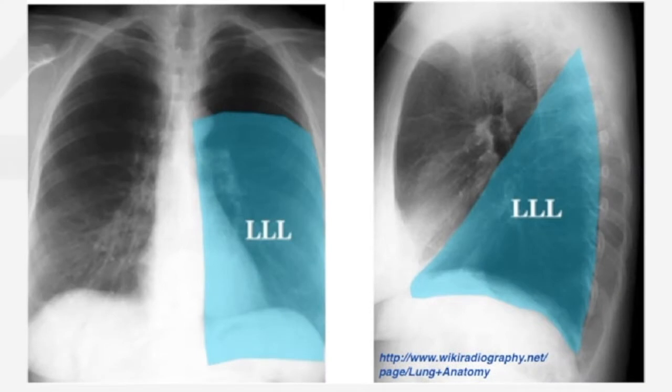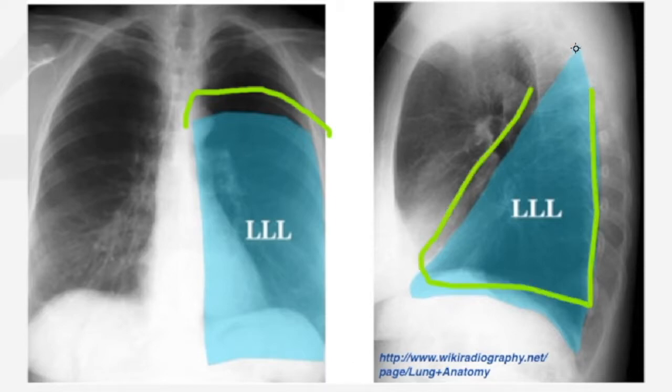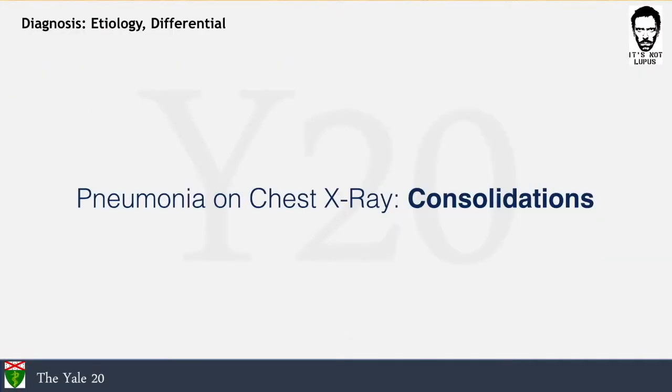And then the left lower lobe, you see that it's pretty similar to the right lower lobe as far as coming up 2/3 of the way from the diaphragm up to the apices, and then on the lateral that it forms that wedge shape that continues up the back. So now let's take a look at some pneumonia consolidations on X-ray and see if we can localize what lobe we're talking about based on what we just spoke of.